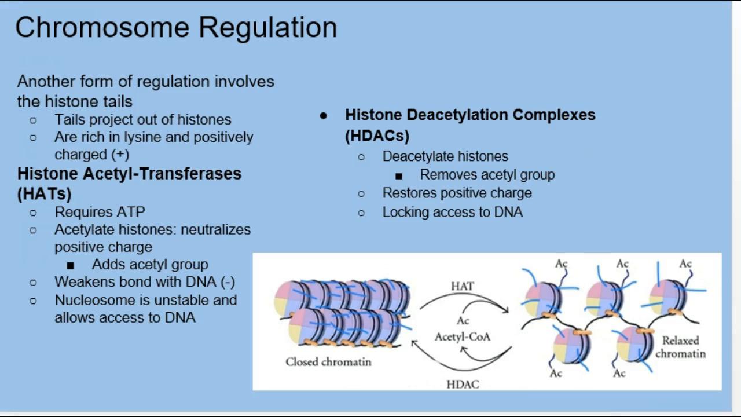So the photo shows an example of what we were talking about. The HATs add those acetyl groups to the tails and make the nucleosomes more spaced out with more linker DNA, and the HDACs remove the acetyl groups and make everything much more compact by restoring that positive charge.